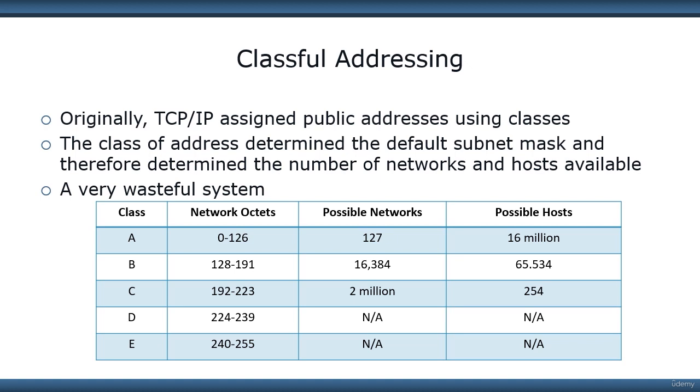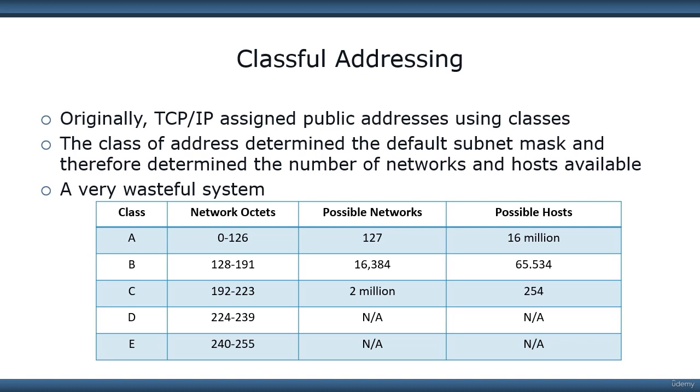Well, that only gives you 127 possible networks, but you've got 3 octets worth of host IDs, and I'll show you how to figure this out later mathematically, but that gives you 16 million some odd. It's a little bit more than 16 million. Class B, your first number is between 128 and 191. So that specifies a 255.255.0.0 subnet mask, and that gives you 16,384 networks, 65,534 available hosts. Class C, 192 to 223, 2 million some odd networks, but only 254 hosts per network.